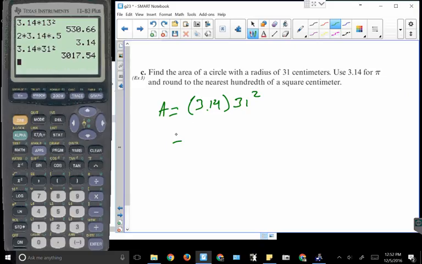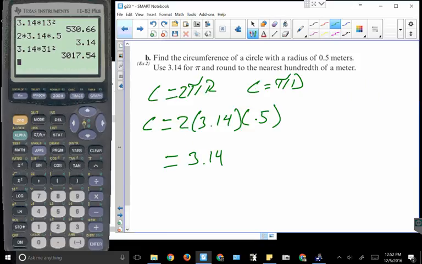I end up with, well, it's not necessarily a big number, 3017.54. Now, were we in centimeters? Centimeters squared. Should I always make sure I label? Did we label back here? No, so I better put in meters squared, because from this point on, putting the wrong label on is not going to be a good thing, is it? You get problems wrong. Bad idea.